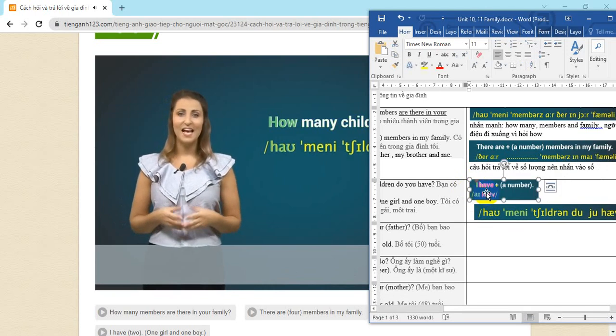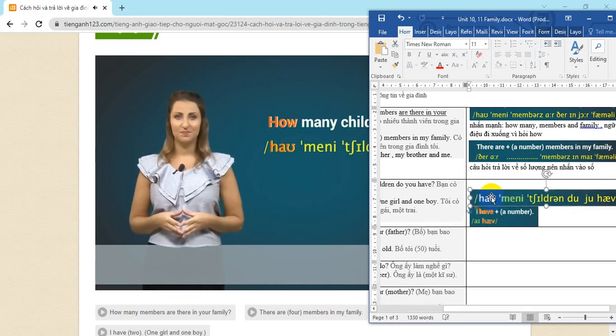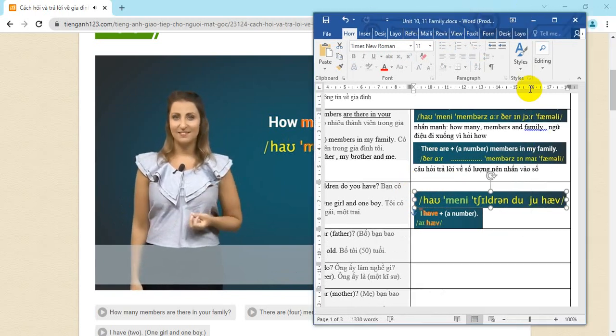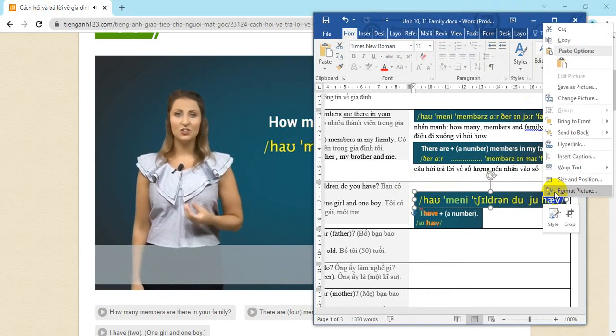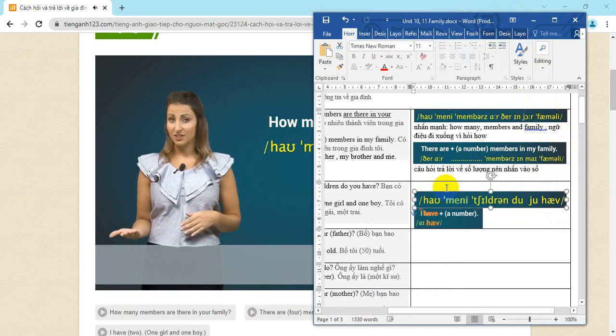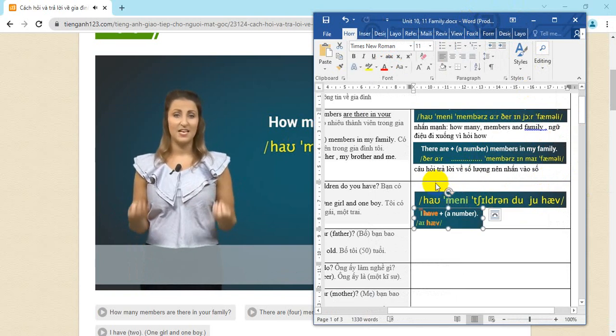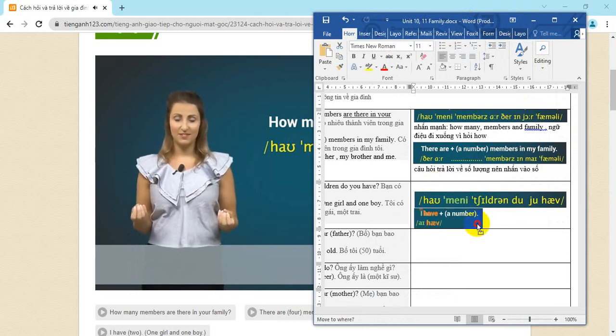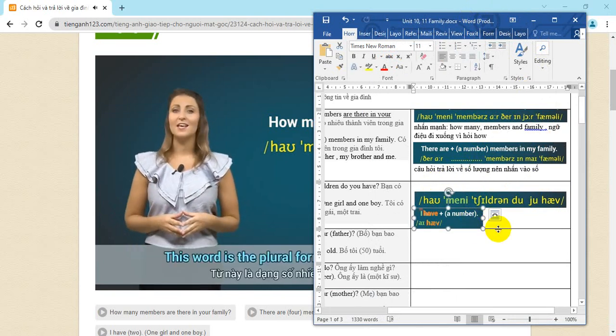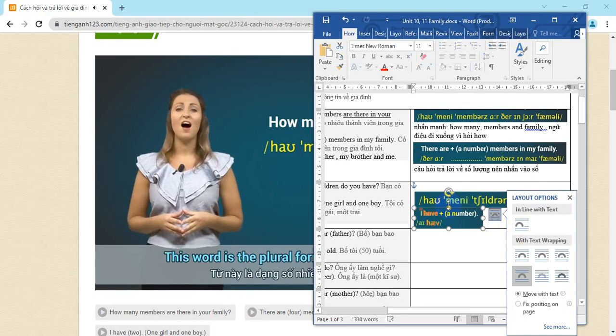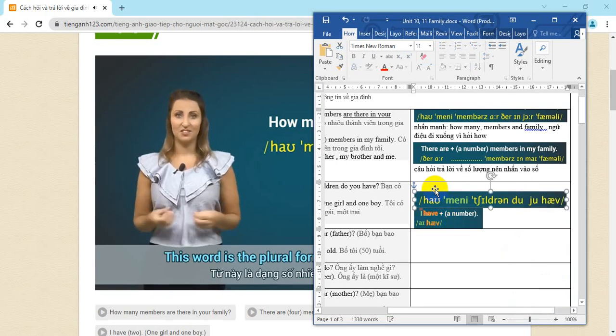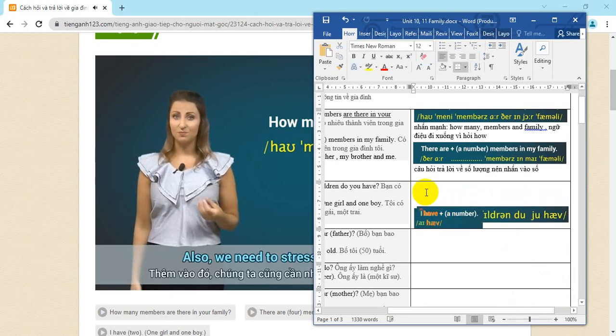How many children? Children. This word is the plural form of the word child. Also, we need to stress the first syllable.